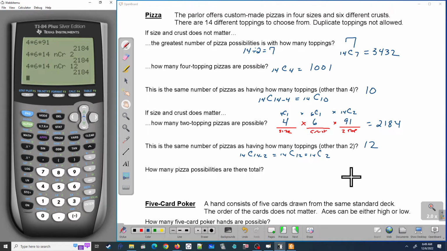So again, I'm trying to really emphasize that 14C12 is the same as 14C2, just like 14C10 is the same as 14C4. And so we come to the last question of our pizza problems, which is how many pizza possibilities are there total?